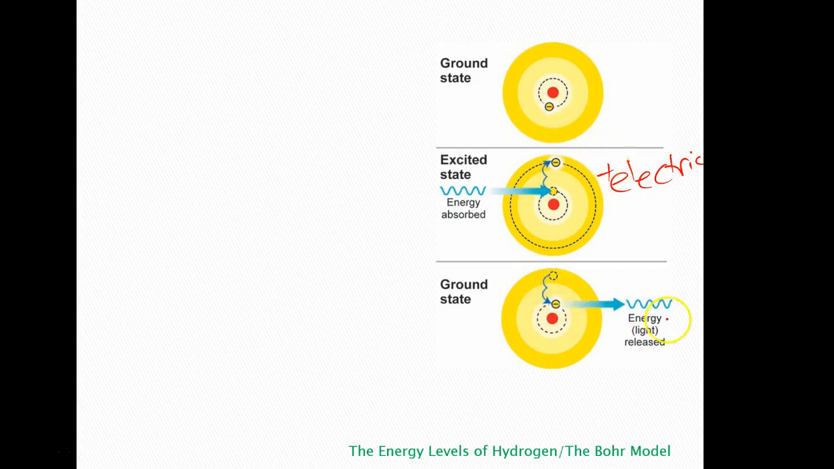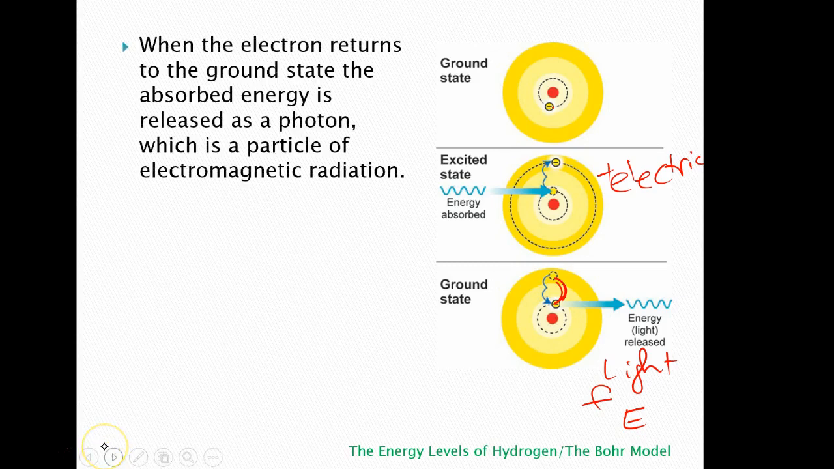And then when it drops back down, it gives off light. And that light has a certain frequency. And as a result, it has a certain energy. And so we can say that the electron is only allowed to give off that much energy when it drops. That's what the quantized means. So when the electron drops down to the ground state, the energy that it took in from electricity is given off in the form of light.